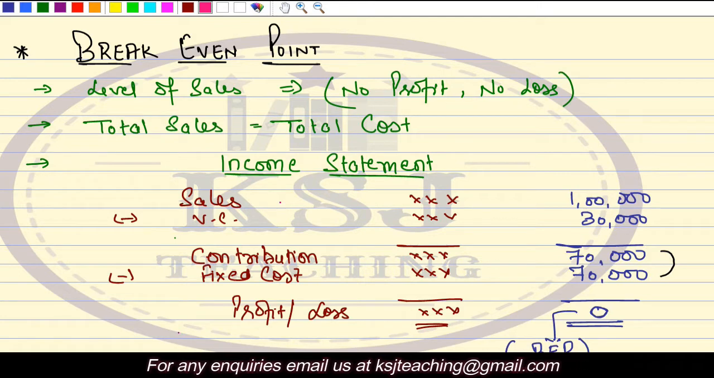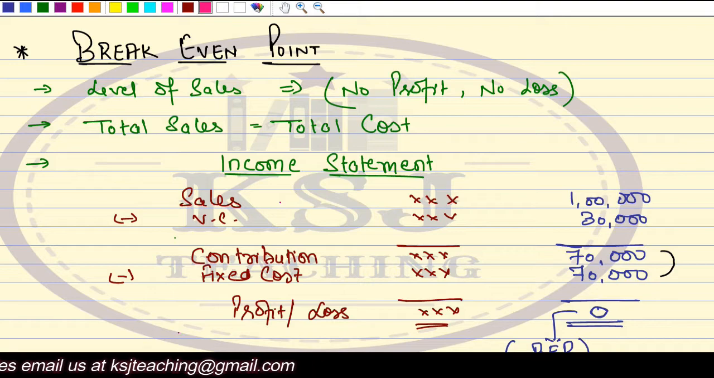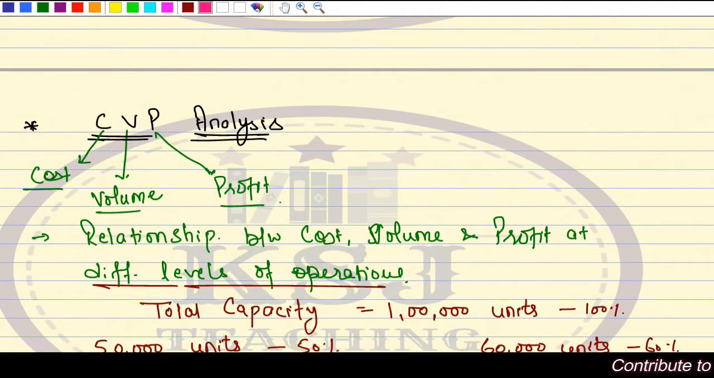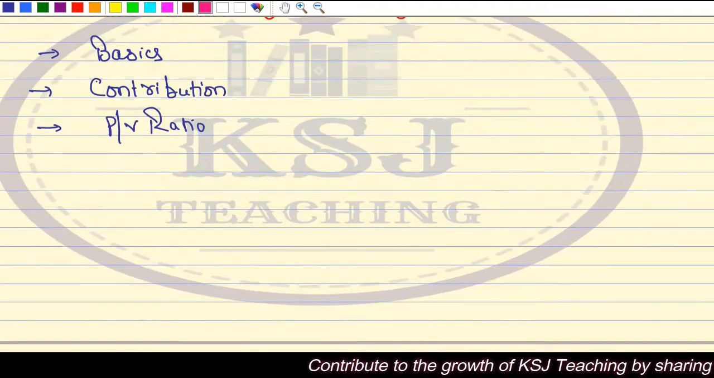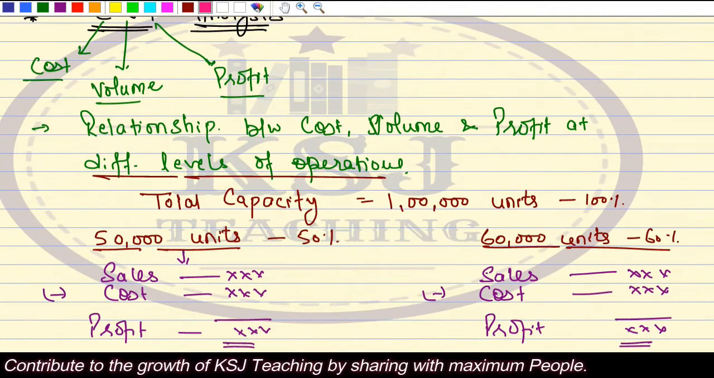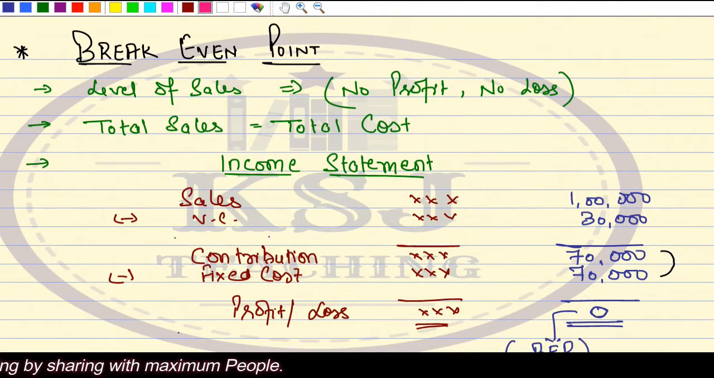So we are going to continue with marginal costing. In the last lecture, we were discussing the break-even point, a very important discussion, right? And we also discussed the CVP analysis in the last lecture, right? This part we have already covered: basics, contribution and PV ratio. CVP analysis, I hope you all have understood very clearly, and the break-even point that we started, we'll be completing in this lecture.